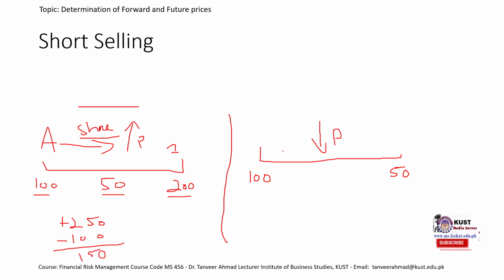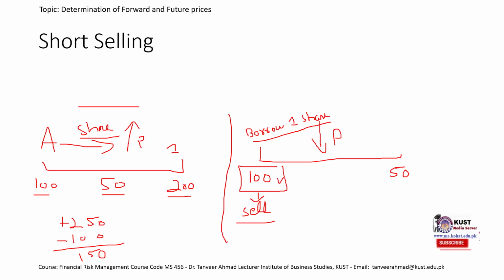So what if this investor also wanted to trade? What this investor would do is borrow one share today from his broker, and sell it in the open market at today's spot price, today's market price. So now his selling price is 100.